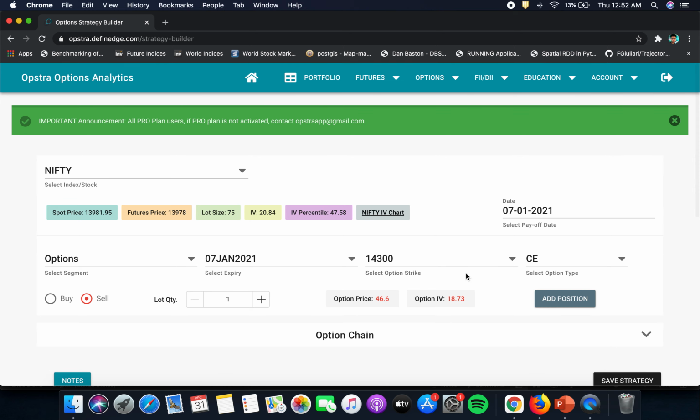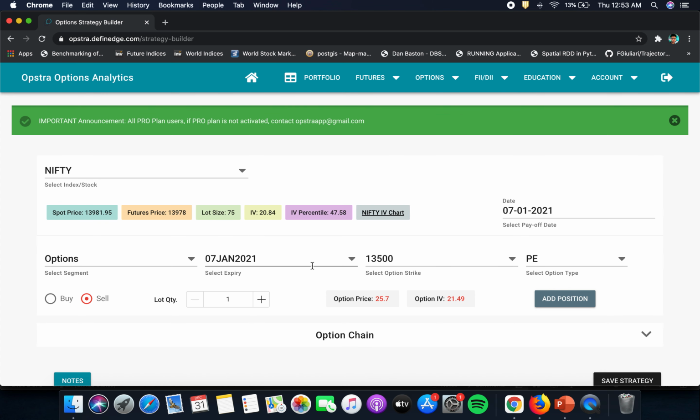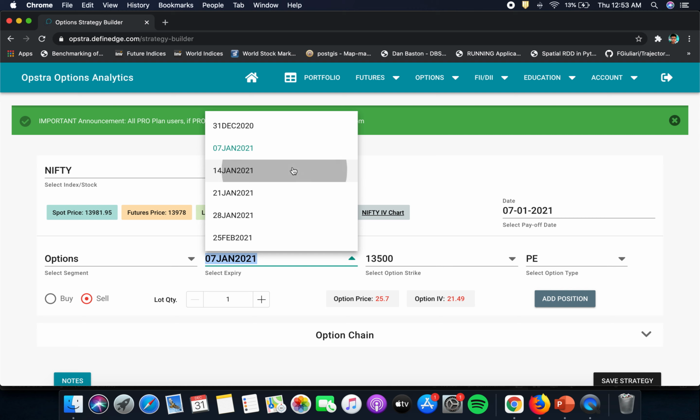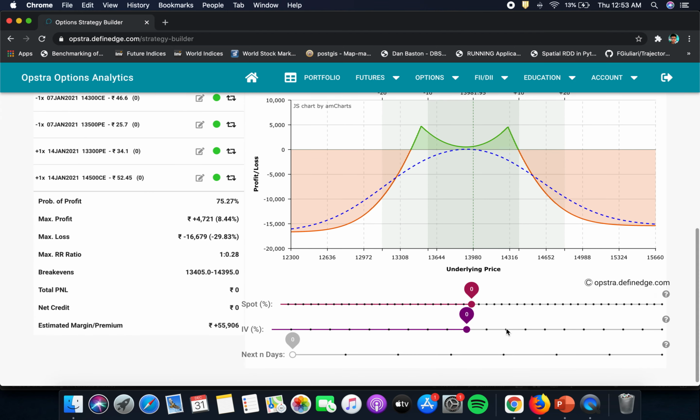So we are shorting one lot of the 14,300 call option, and we are shorting a put of 13,500 of the 7 Jan expiry, and now let's just hedge it. The difference between iron condor and double diagonal spread is that in iron condor you hedge with the current expiry, but now we are going to hedge with the next expiry. For 13,500 we are going to select 13,300 and buy a put to hedge it, and for 14,300 we are going to select the 14,500 call option and buy it to hedge it. And here is your strategy.